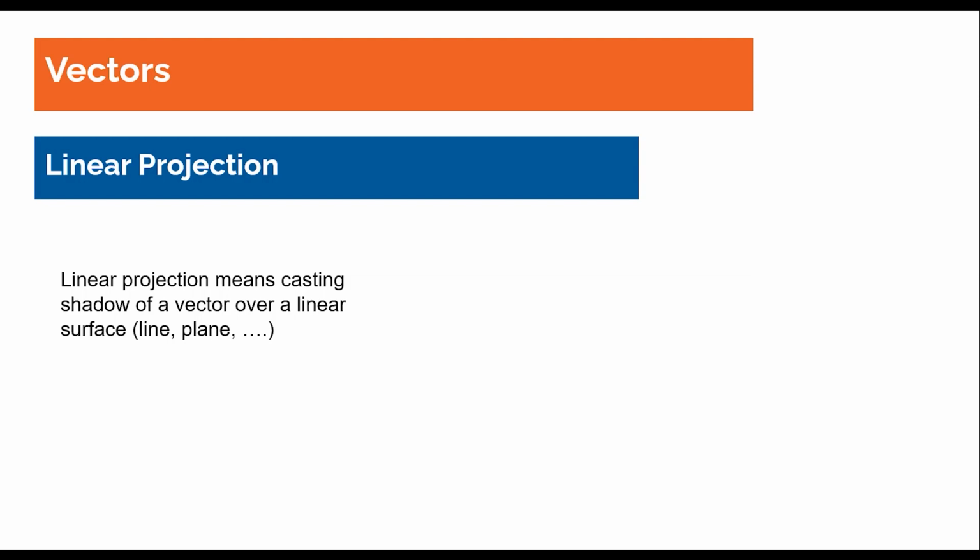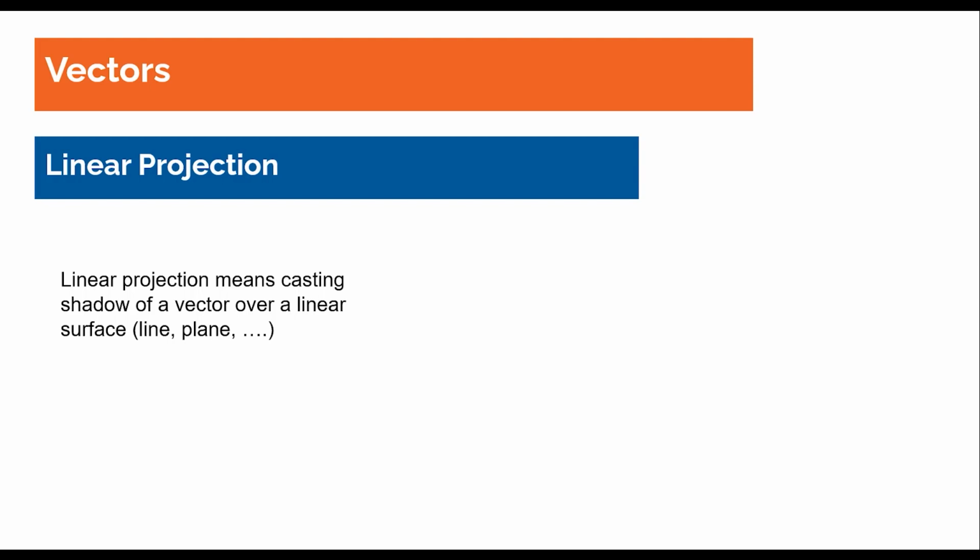Now, let's talk about linear projection. Linear projection means casting shadow of a vector on a linear surface. And by casting shadow, we really mean it. Imagine that we have a vector in three-dimensional space, for example, in a box. And then we shine a light from one side of the box, and on the opposite side, we get the shadow of the vector. The length of this shadow depends on the length of the vector itself and also the angle between the wall and the vector. For example, you can imagine that if the vector is perpendicular to that side of the box, then this shadow would be a single point with length 0.